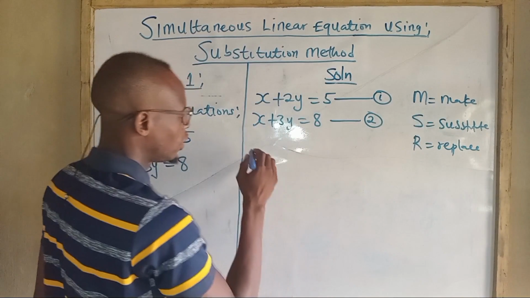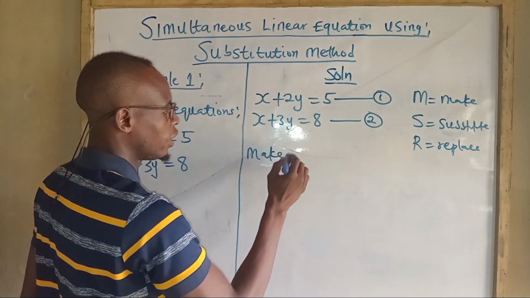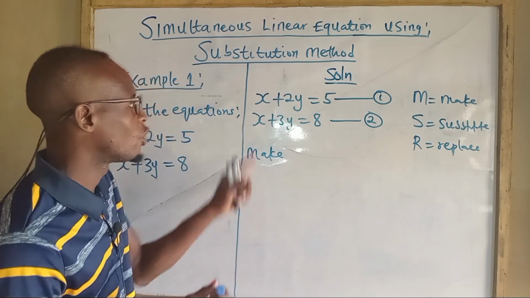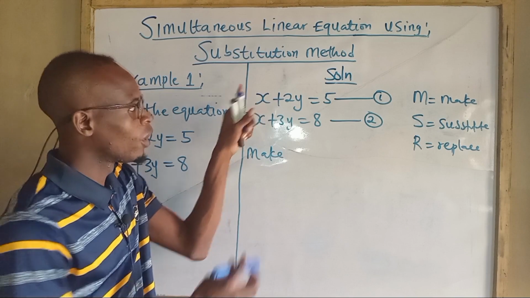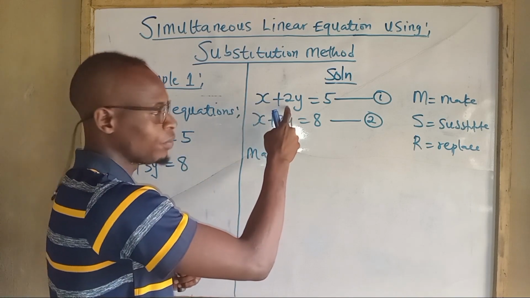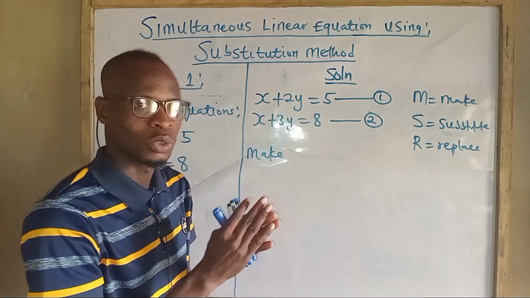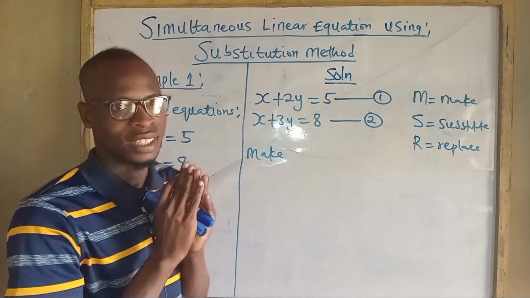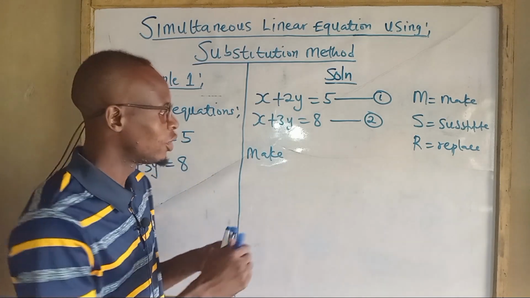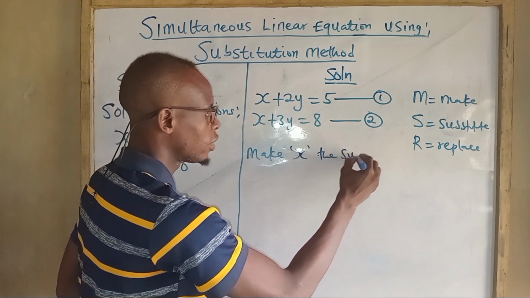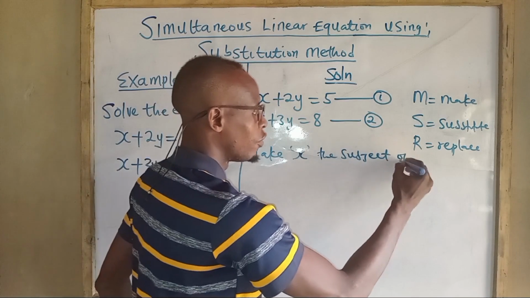The first step is we make either x or y the subject of the formula, but be careful here. The coefficient of x is simple, while the coefficient of y is more complex, same as in equation 2. So the one that's going to be easier to make the subject of the formula in this case is x, because it has a simple coefficient. So make x the subject of the equation.